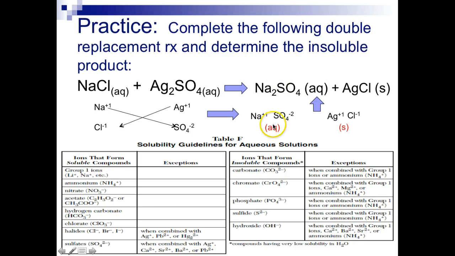Now, in this case, Na2SO4 is going to be aqueous because sulfates are all aqueous, and AgCl is going to be a solid because anytime a halide combines with silver, it becomes a solid. So this reaction will happen.